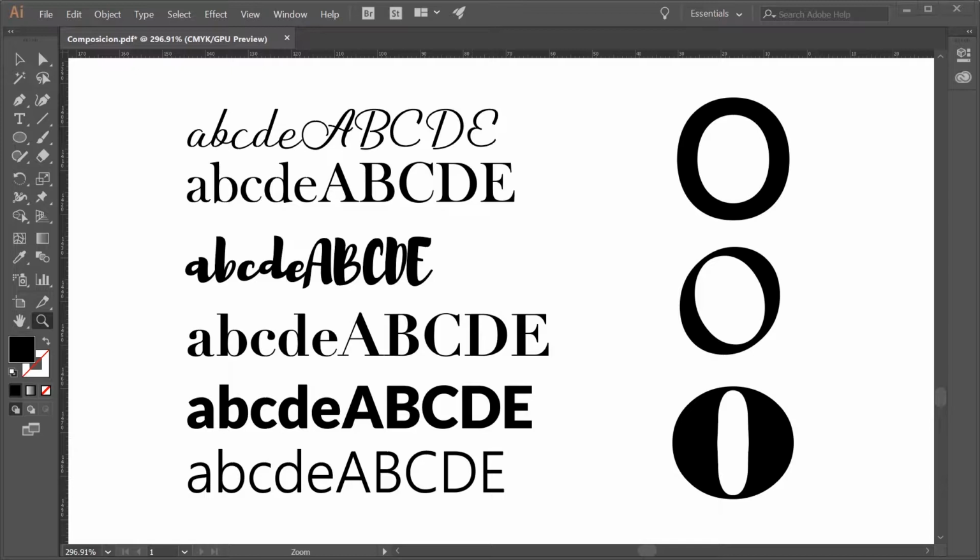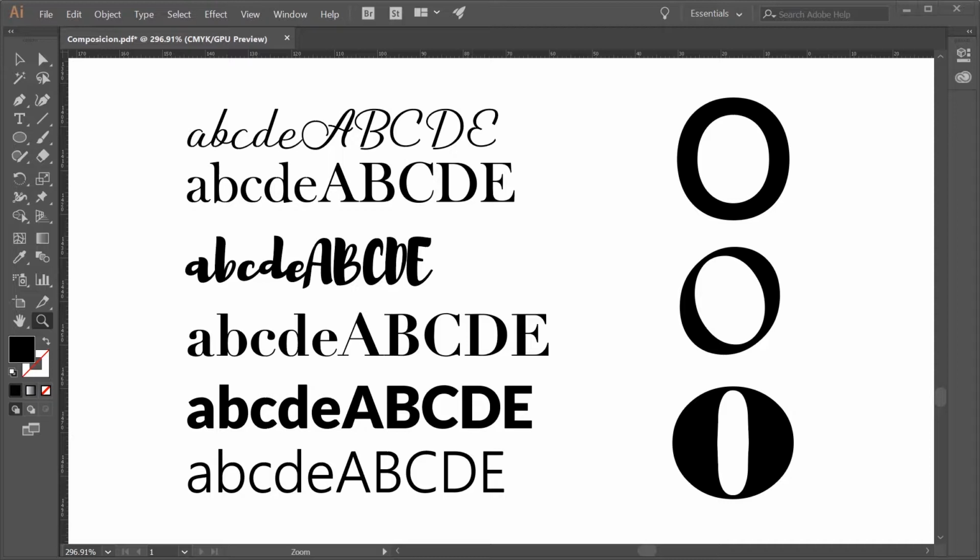We can see it clearly in the three O's on the screen. In the first one, there is no difference. In the second one, the contrast is noticeable. And in the third one, the contrast is quite evident. Let's have a look at the typefaces on the left. The contrast in the first four fonts is more perceptible than in the last ones.